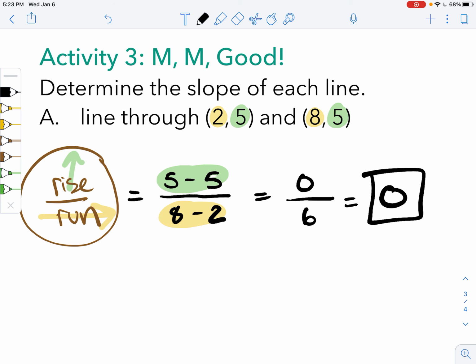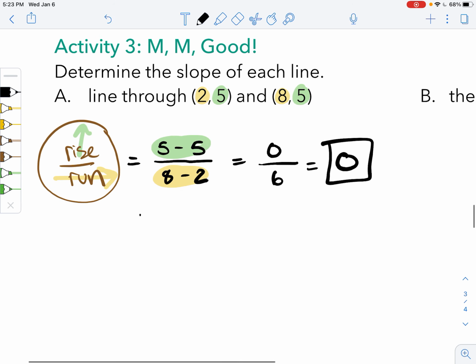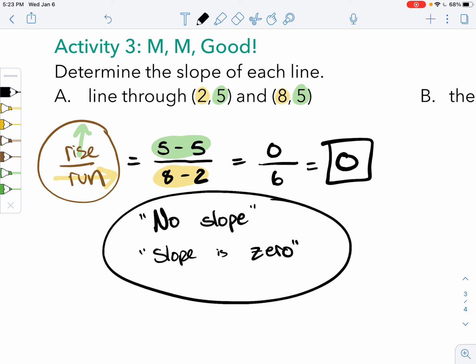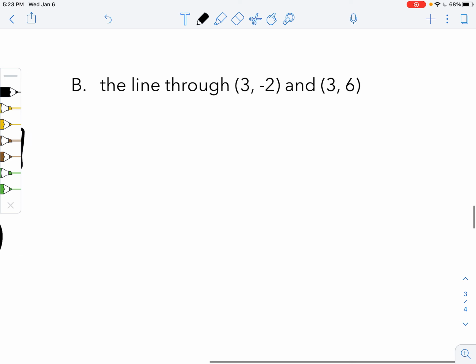Our slope is 0. We can say that line has no slope, or the slope is 0. Those are all valid statements. So that's exciting. Let's do another one. Here, the line through 3, -2, and 3, 6.